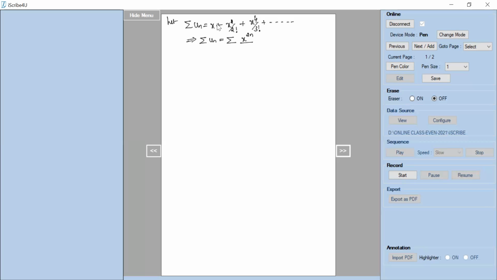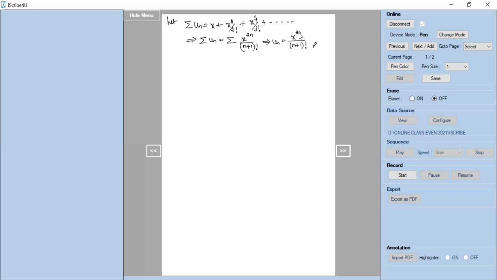Since it is an infinite series, it is the same thing I did in the Cauchy root test. So leave the first term and find the nth term of this. x square, x power 4, x power 6 and so on can be written as x power 2n. 2 factorial, 3 factorial, etc. can be written as n plus 1 factorial. So I can start from n equals 1 to infinity. If n is 1, this term will come. If n is 2, this term. n is 3 means the next term. So this will continue. On comparison, I can write un equals x power 2n divided by n plus 1 factorial.